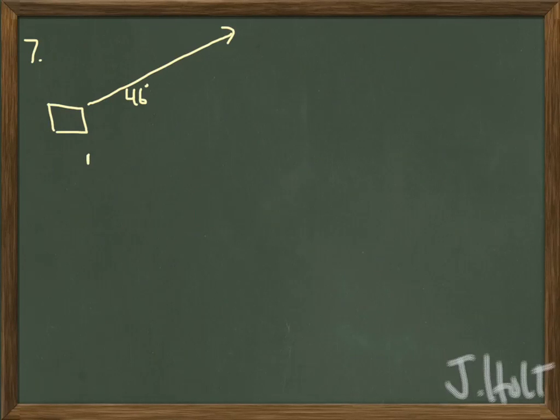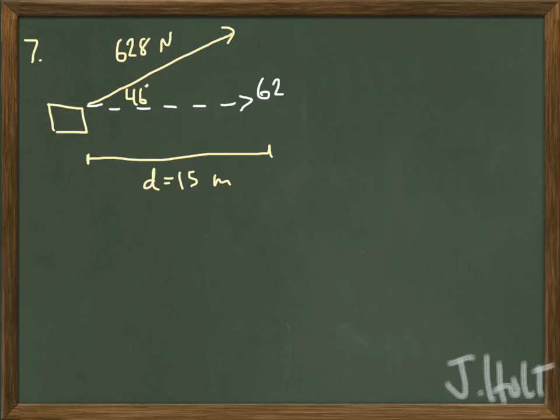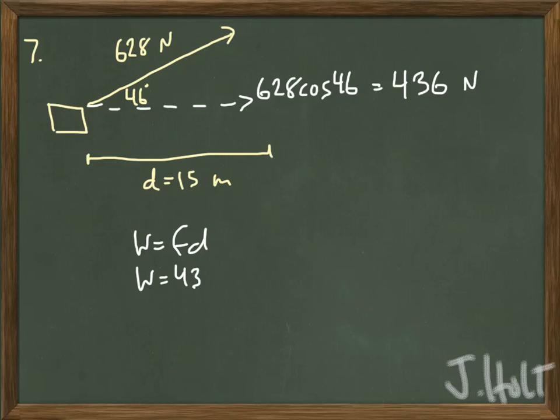We have another rope at an angle, so I'm already thinking in the back of my brain, alright, I'm going to have to put this into either the x or the y component. Take a look at the distance. The distance is in the x direction. That means that you've got to put your force in the x direction. We can use our cosine function to achieve that. Now to find the work, we can just multiply force times distance. Make sure you use your force that's in the x direction.